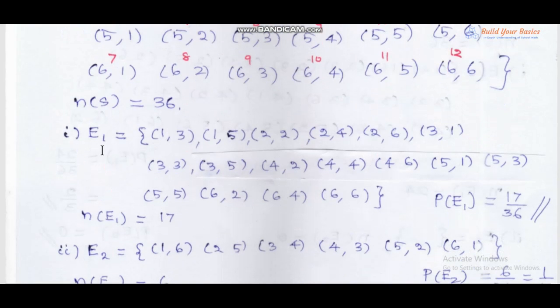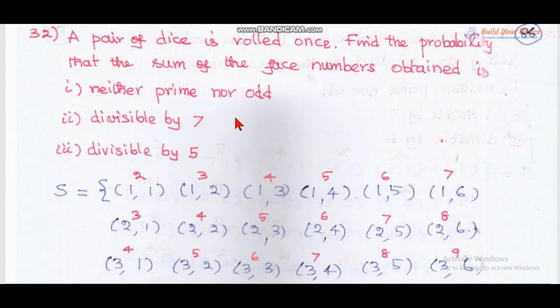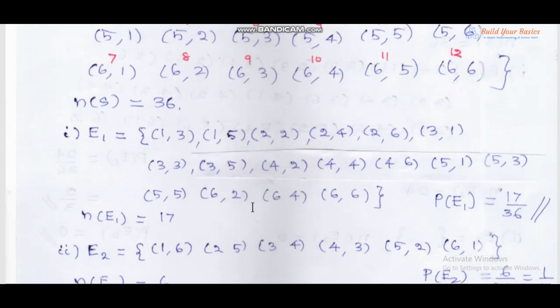Then that event E1 is described by 1 3, 1 5, 2 2, 2 4, 2 6, 3 1, 3 3, 3 5, 4 2, 4 4, 4 6, 5 1, 5 3, 5 5, 6 2, 6 4, 6 6, where the sum is neither prime nor odd. Number of elements in E1 is 17. So the required probability is 17 by 36.